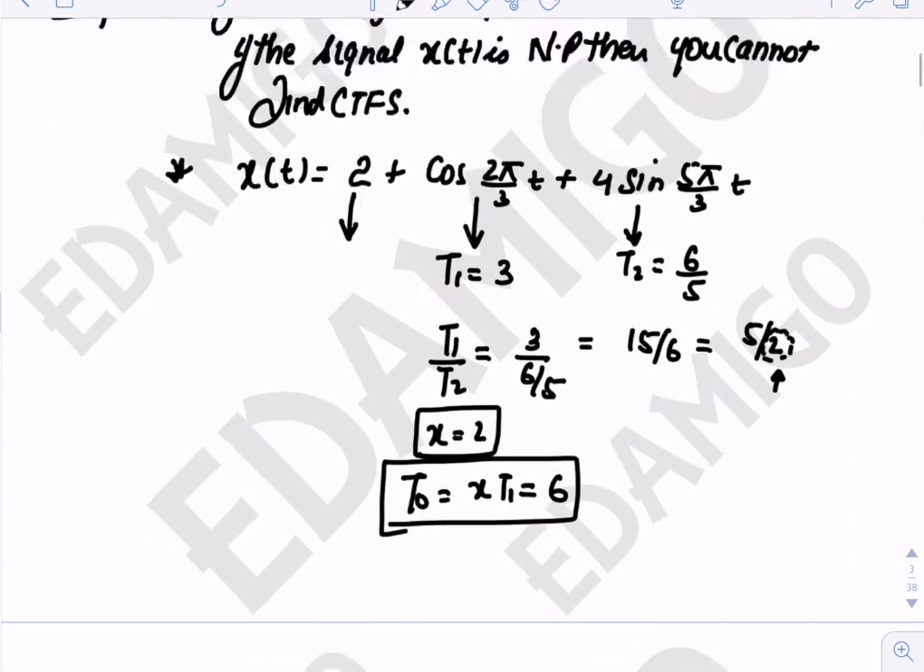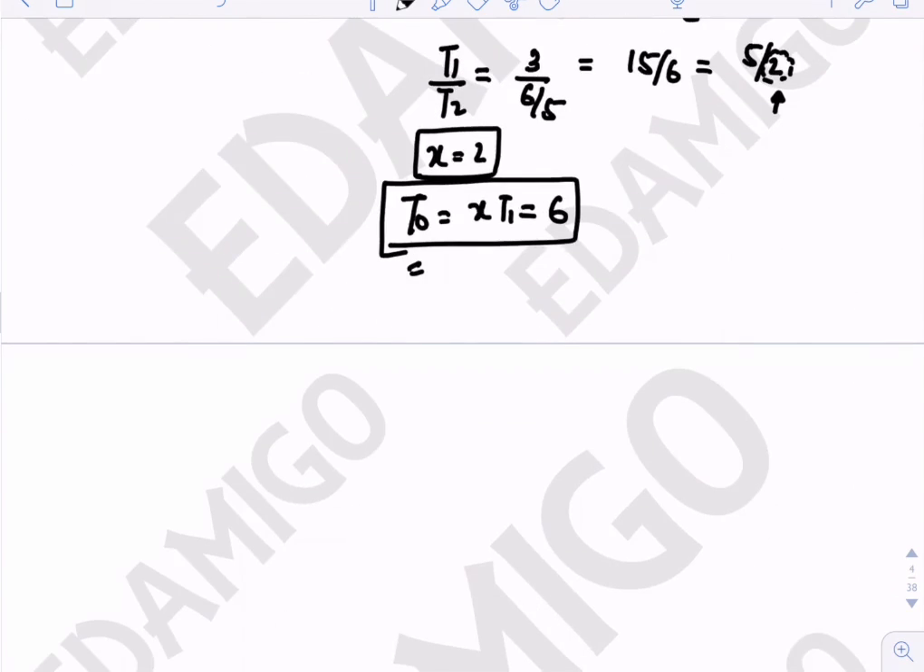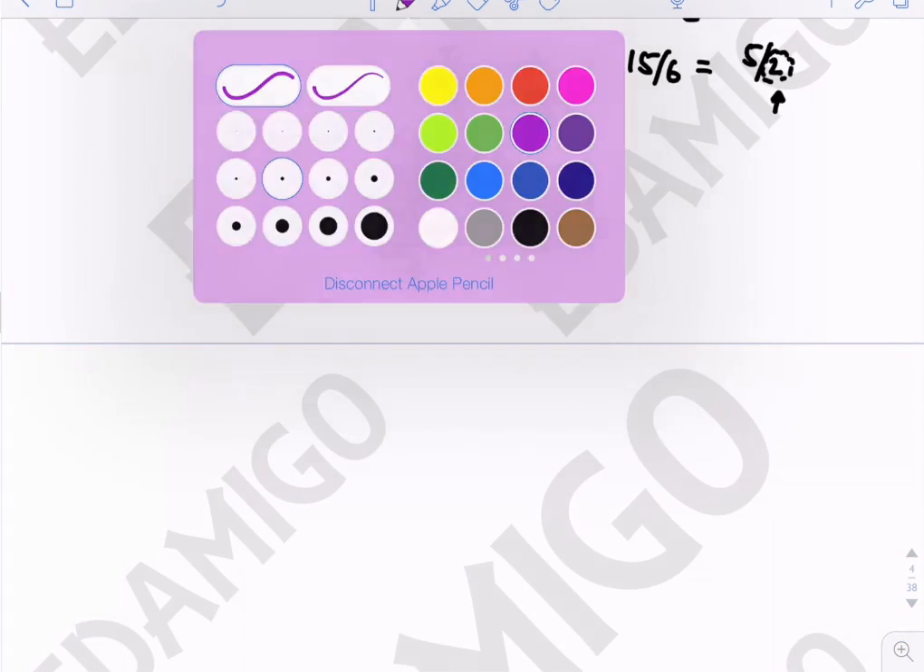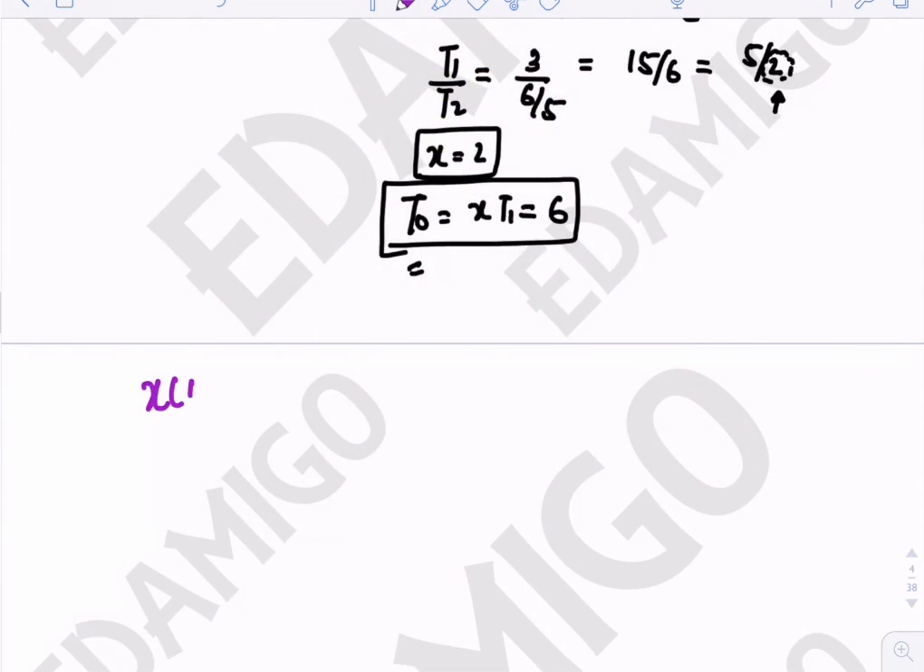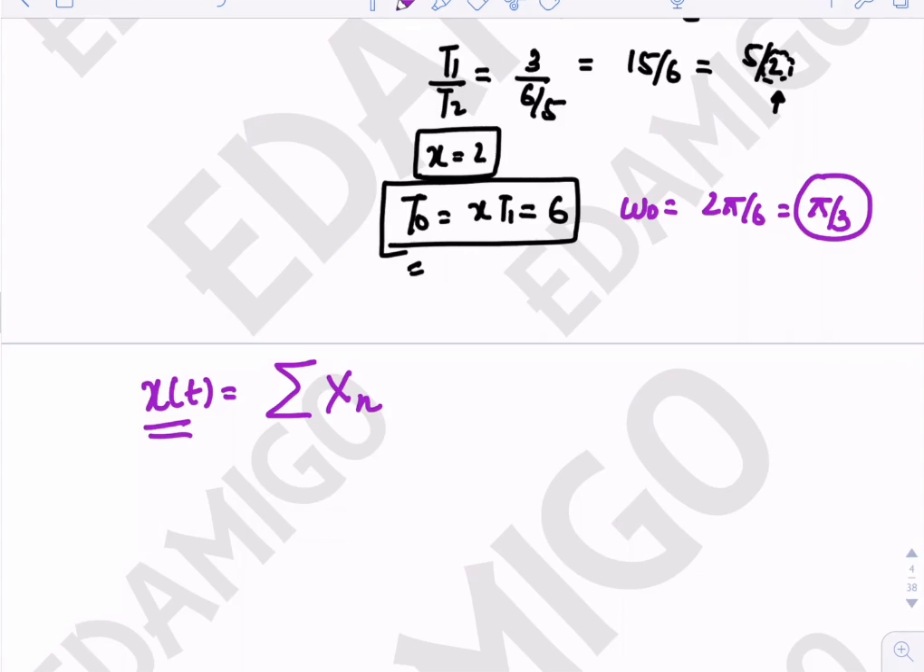Okay, now after finding the time period, as we know that any signal x(t) is written as the summation of x_n e to the power j omega naught n t. So T naught is 6, omega naught will be equal to 2 pi by 6, that is pi by 3. So any signal x(t) can be written as the sum from n equals minus infinity to infinity of x_n e to the power plus j omega naught n t, that is pi by 3 n t.